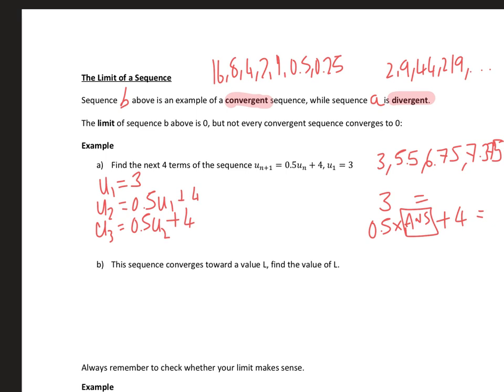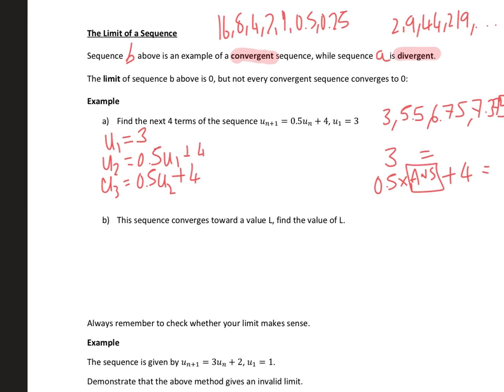To prove that, what we do is we say, if the sequence converges to a limit L, that means u(n) goes towards L. You've seen a little arrow notation when we looked at first principles. Now, if u(n) converges towards L, then u(n+1) must also converge towards L. Now I'm going to look back at what the formula was, and I'm going to replace u(n+1) and u(n) with L. So I get L equals 0.5L plus 4.